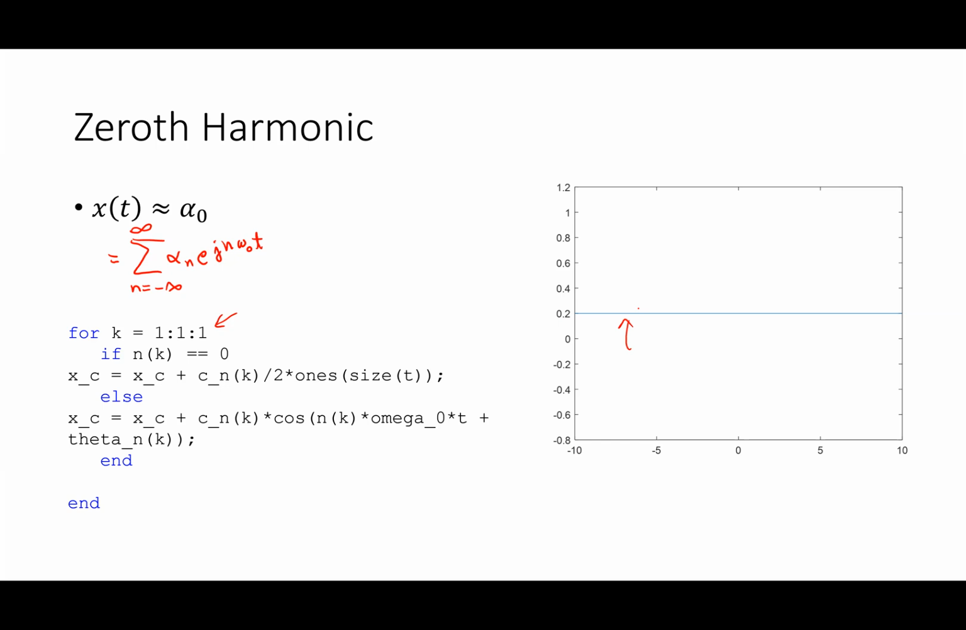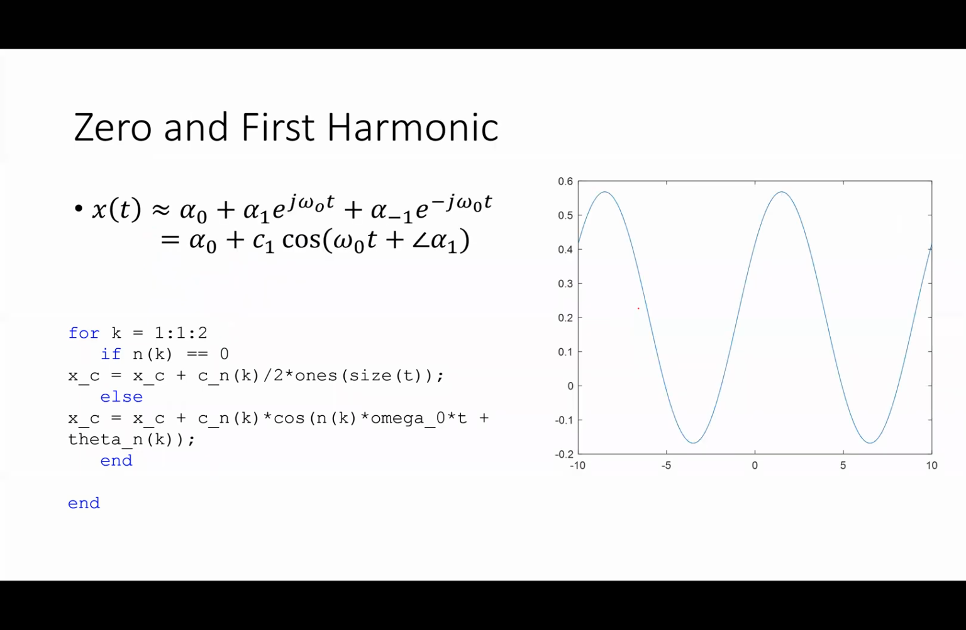So now I want to include the first harmonic. If I add the first harmonic to this, what's it going to look like once I add the first harmonic in? What will I be seeing then? It'll just be like a shifted sine wave. Yeah, that's right. That's what it looks like right there.